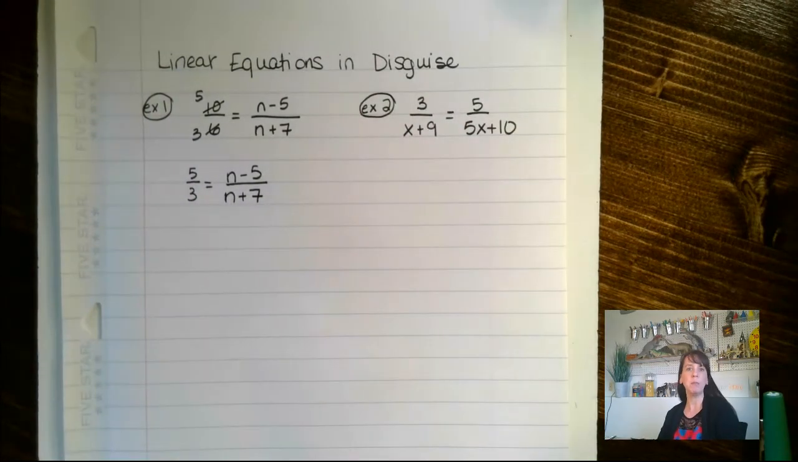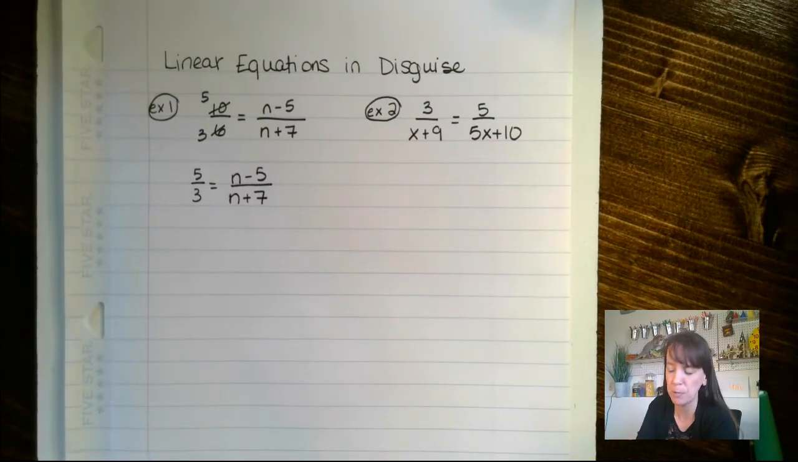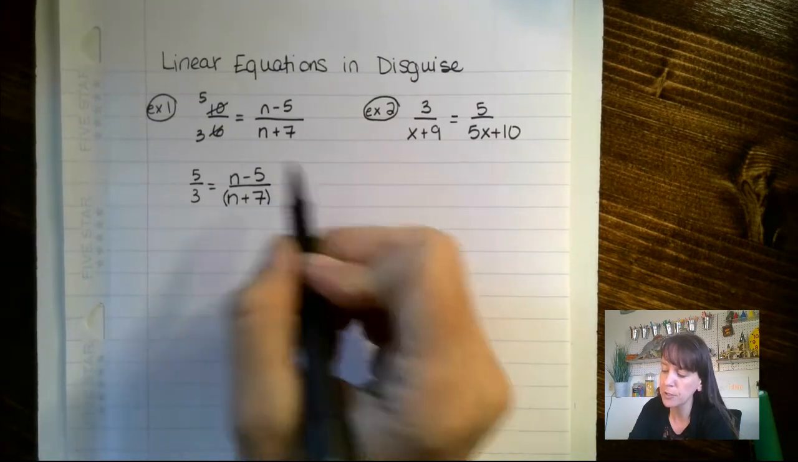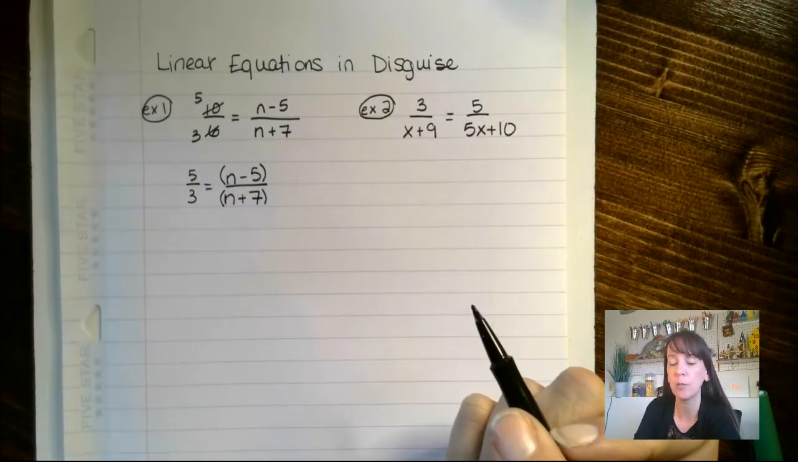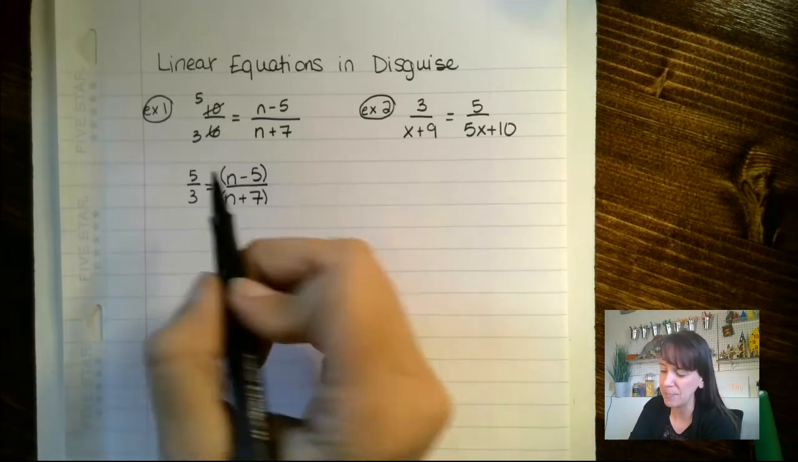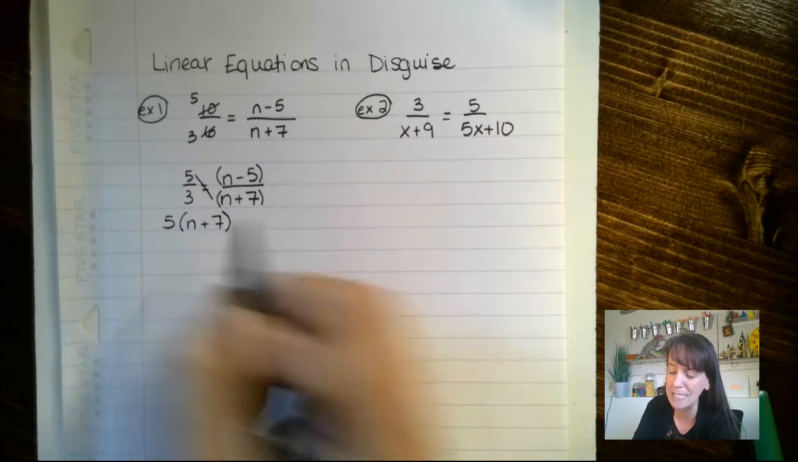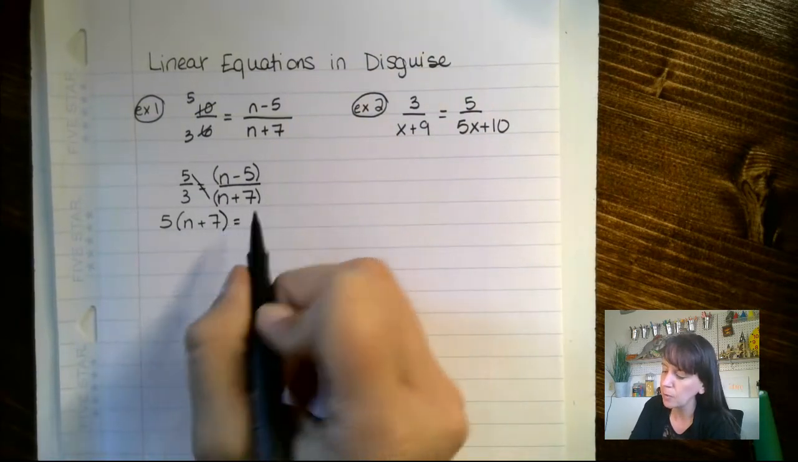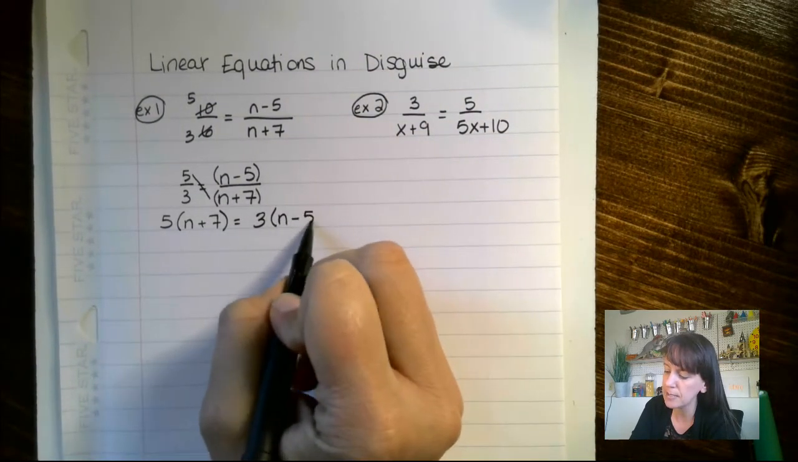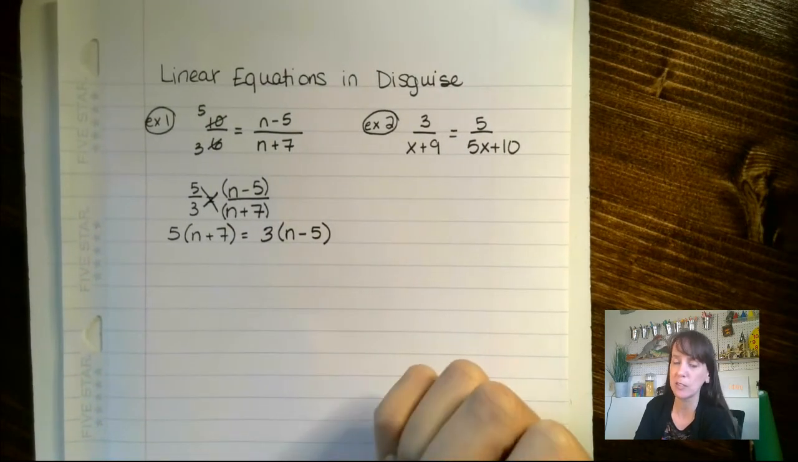I love when problems are fraction equals fraction, because in that case, what you can do is cross multiply. Always protect your addition and subtraction in fractions with parentheses so you don't accidentally cancel something out. I've protected the addition and subtraction in my fraction with parentheses. Now I'm going to cross multiply. This times this, so 5 times quantity n plus 7, meaning parentheses, equals 3 times quantity n minus 5. This times this. That's cross multiplying.